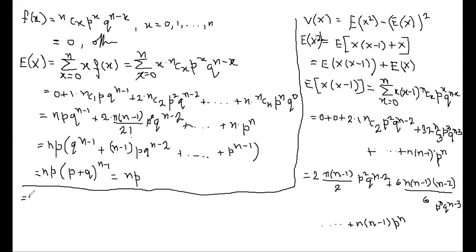n into n minus 1 into p square. Yes, n into n minus 1. I'm going up over here after that step as the space is not there. And what about the expression inside the bracket?